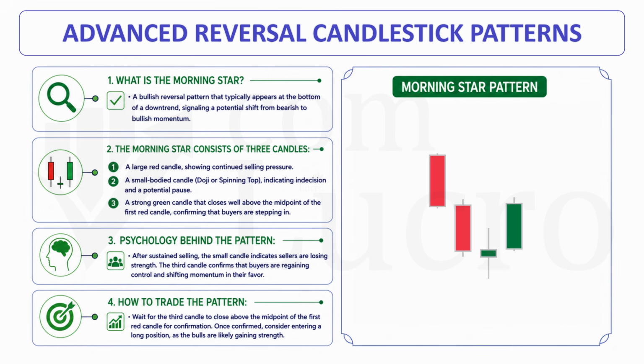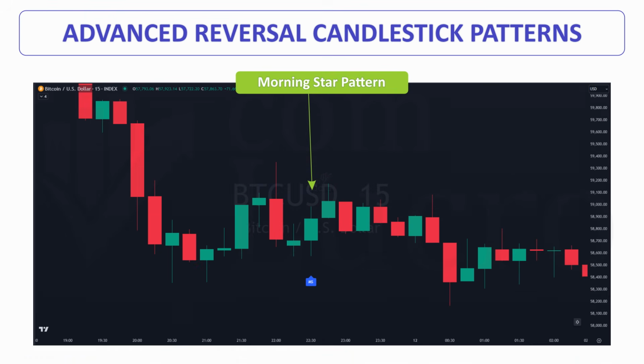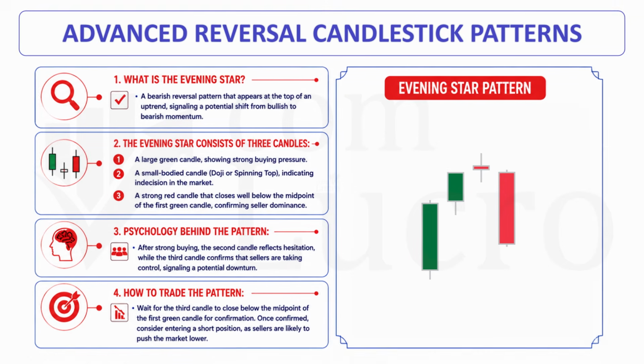The psychology behind this pattern is clear. After sustained selling pressure, the appearance of a small candle shows that sellers are losing strength, and the third candle confirms that buyers are stepping in with confidence. How do we trade the morning star? You should wait for confirmation on the third candle, ideally by seeing it close above the midpoint of the first red candle. Once confirmed, a long position can be considered, as the momentum is likely shifting in favor of the bulls.